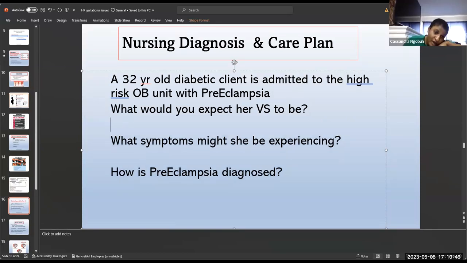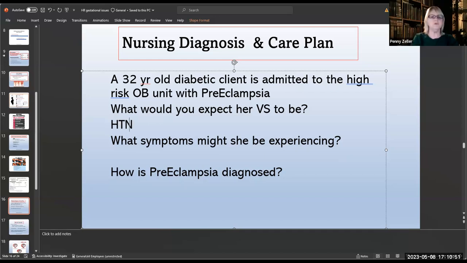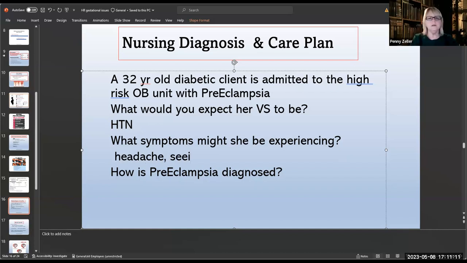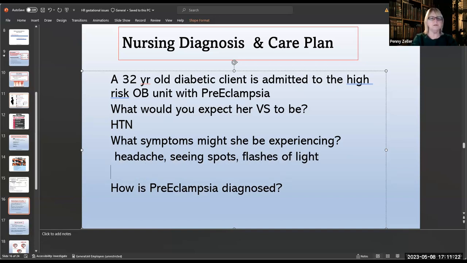Blood pressure to be high, greater than 150 over 90. Okay, so she's going to have hypertension. Okay. What symptoms might she complain about? A headache, or blurred vision, or seeing glares. Okay. Seeing spots, flashes of light. What else might she be experiencing?